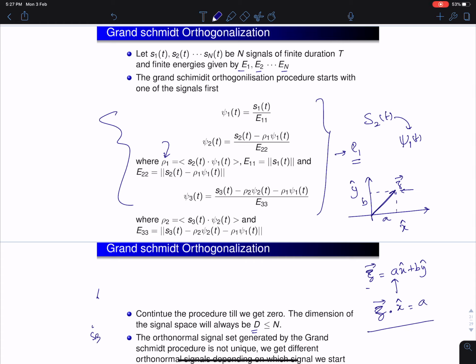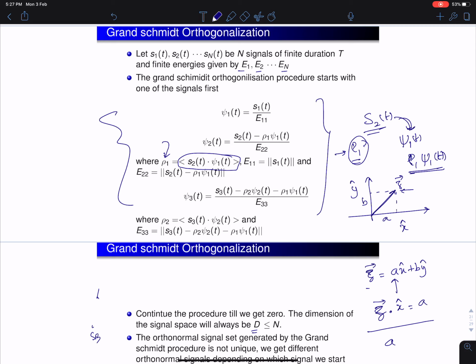So it's very similar to this. Rho 1 here is nothing but the projection of S2 onto psi 1. That can be obtained by taking the inner product of S2 with psi 1. So when I take the inner product of S2 with psi 1, I am going to get rho 1. Then rho 1 into psi 1 of t will be the vectorial component, or you can say the signal component, of S2 along psi 1.